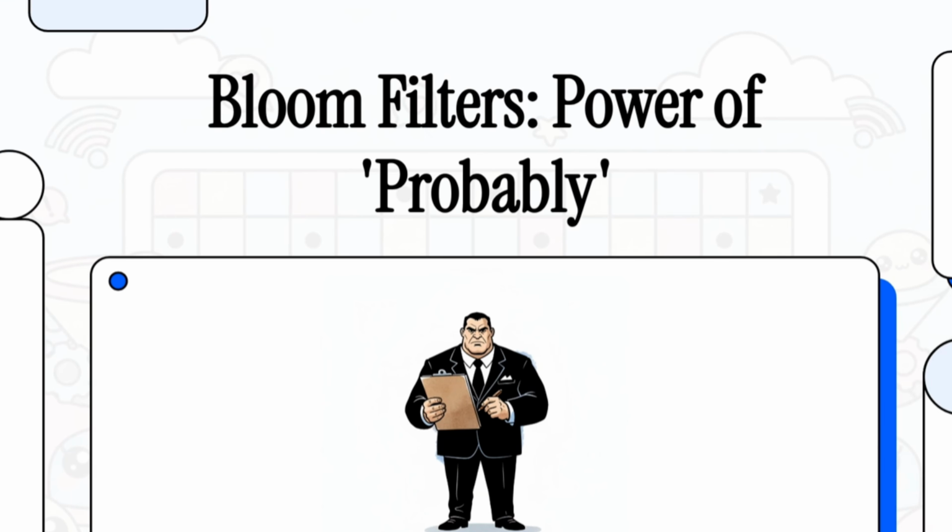But that's the secret sauce behind one of the most clever, simple, and honestly powerful data structures out there, the Bloom filter. It's this amazing tool that basically embraces probability to make our digital world just incredibly efficient. So let's dive in and see how the power of probably makes pretty much everything faster.